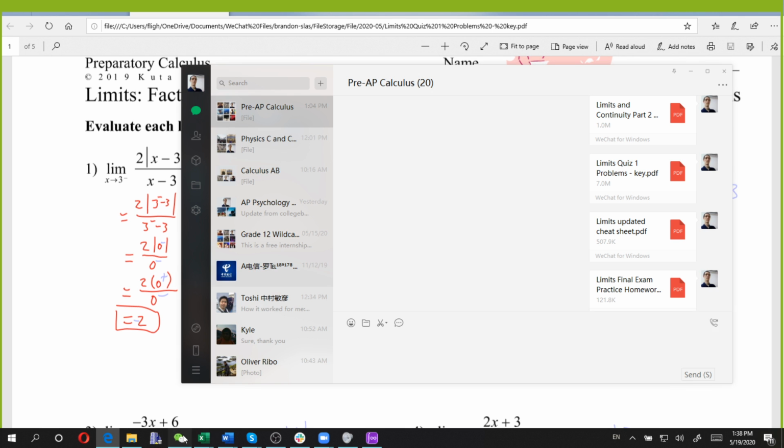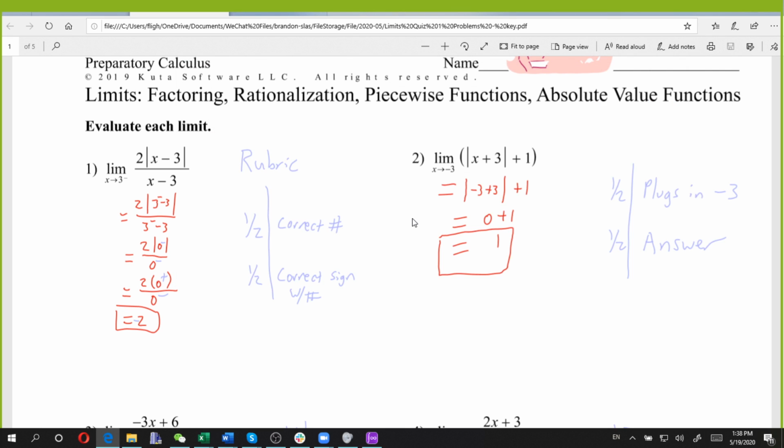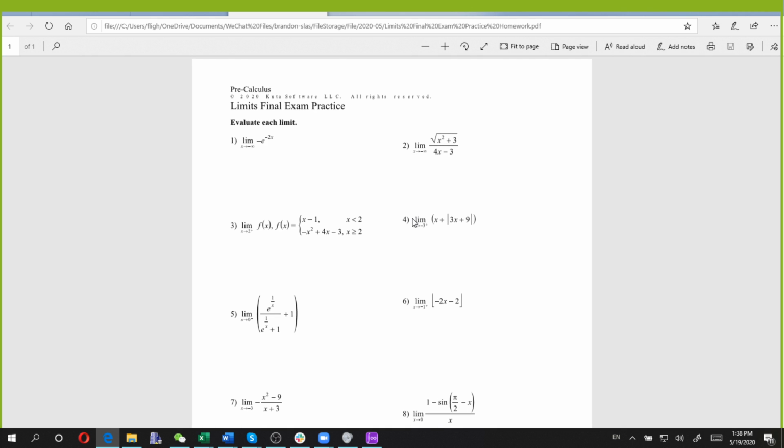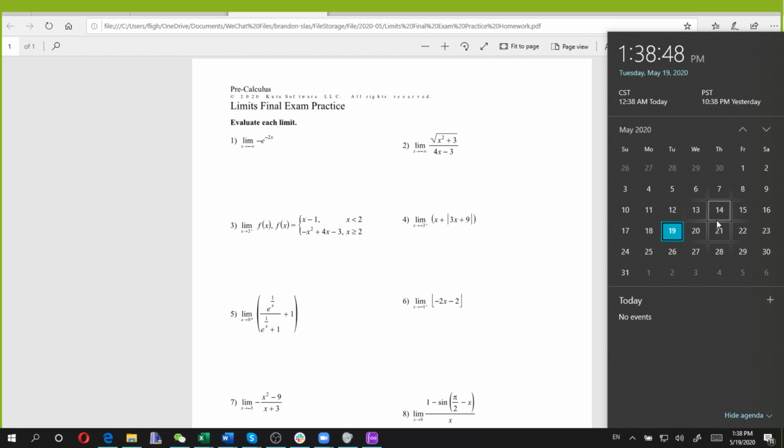And then for homework, we've got 10 practice problems on limits, which for this class I'll be looking for by Thursday at midnight.